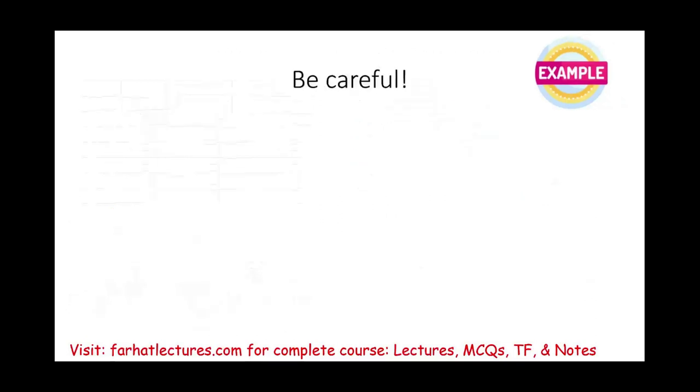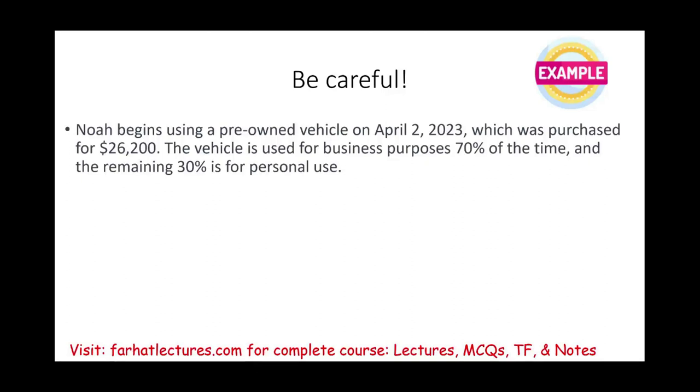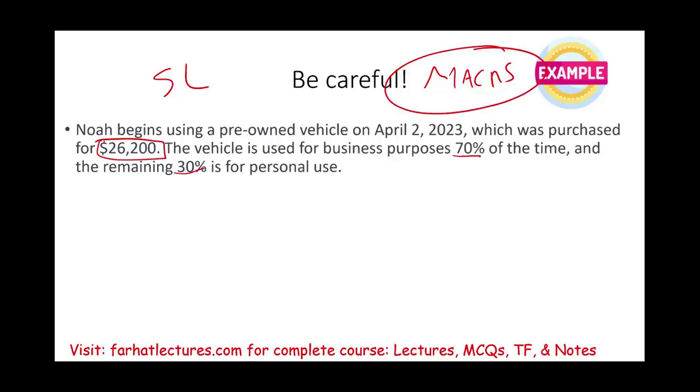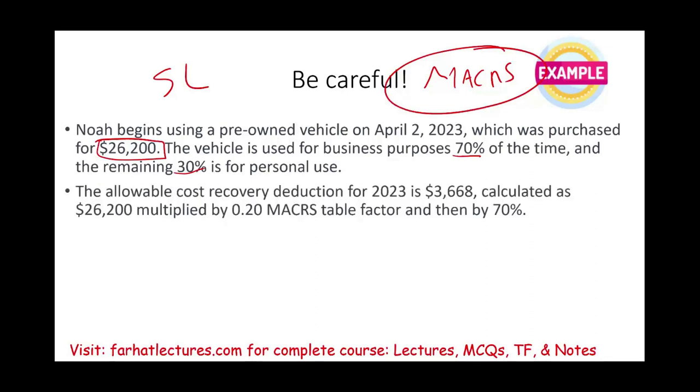Now, you also have to be careful when you are doing computations for partial depreciation. Many students fall into this common mistake. Let me clarify it. Let's assume Noah begins using a pre-owned vehicle on April 2nd, which was purchased for $26,200. The vehicle is used 70% for business and 30% for personal. Which method do we use, straight line or MACRS? We use MACRS, because it's mostly business. So the allowable cost recovery is 3,668. How? 26,200 multiplied by the 20% MACRS table rate, multiplied by 70%.